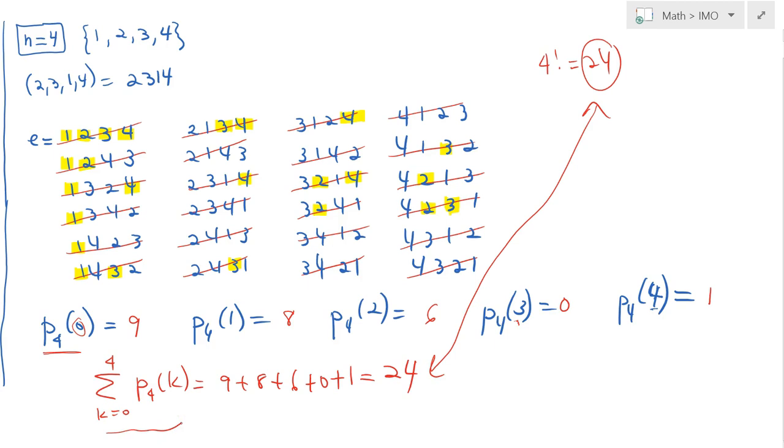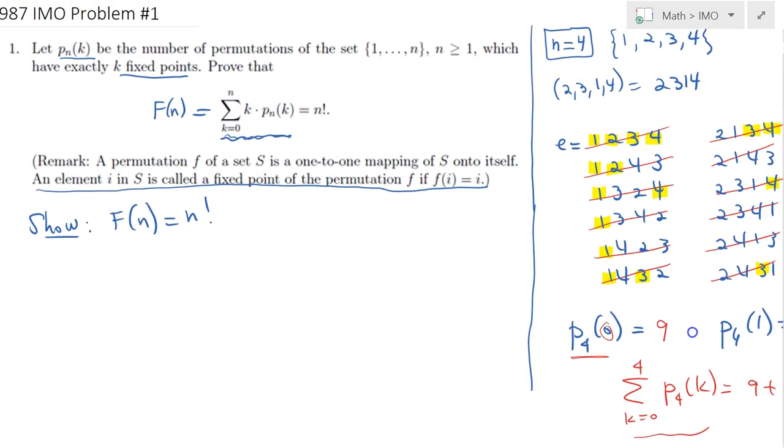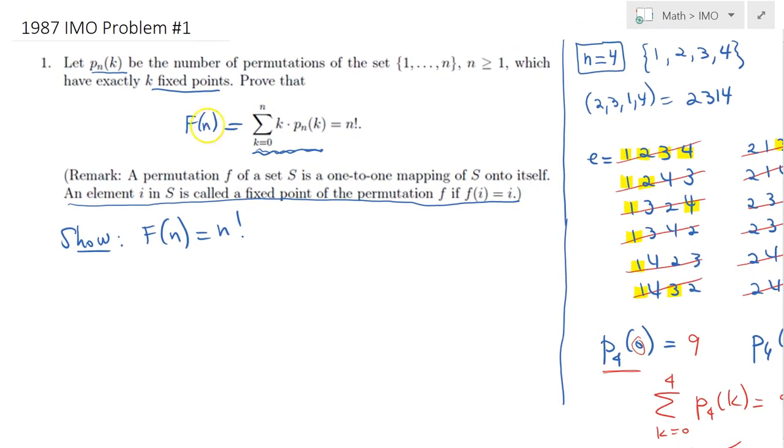But what's so strange is the total number of fixed points in all the permutations. When you look at this expression here, the interpretation for f of n is as follows. Let's write that down. f of n is equal to, expanding this summation, p sub n of 0 plus 1 times p sub n of 1, and so on.